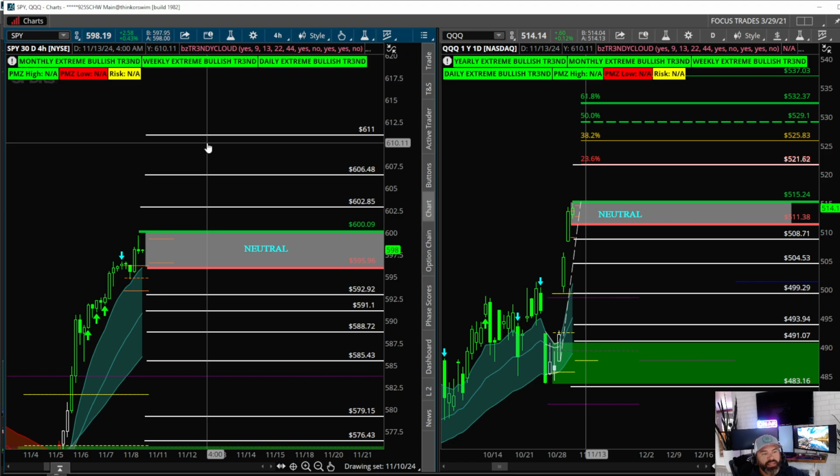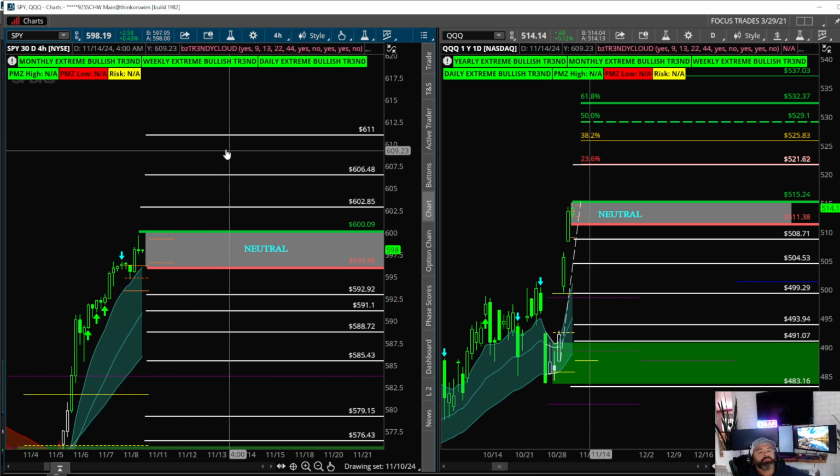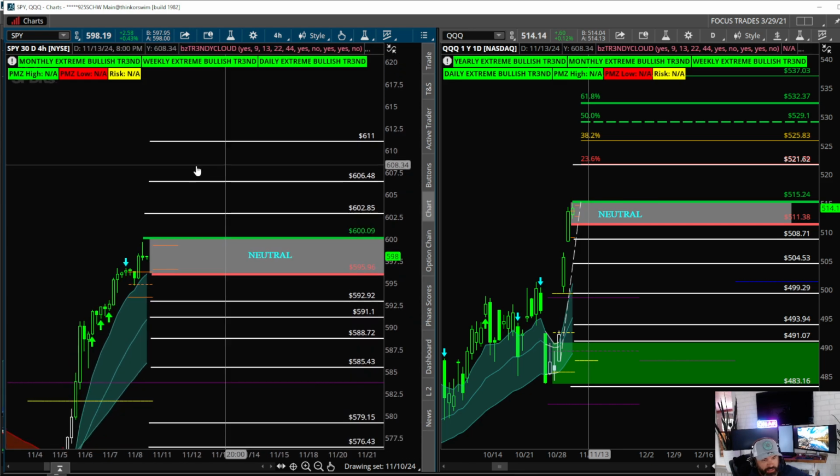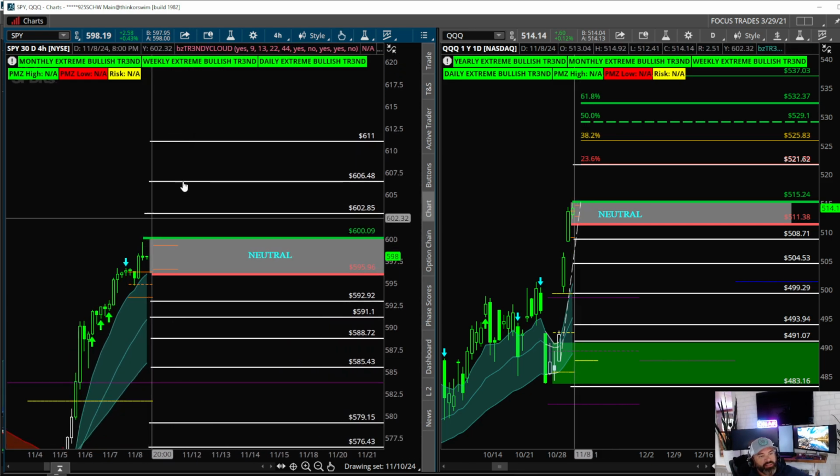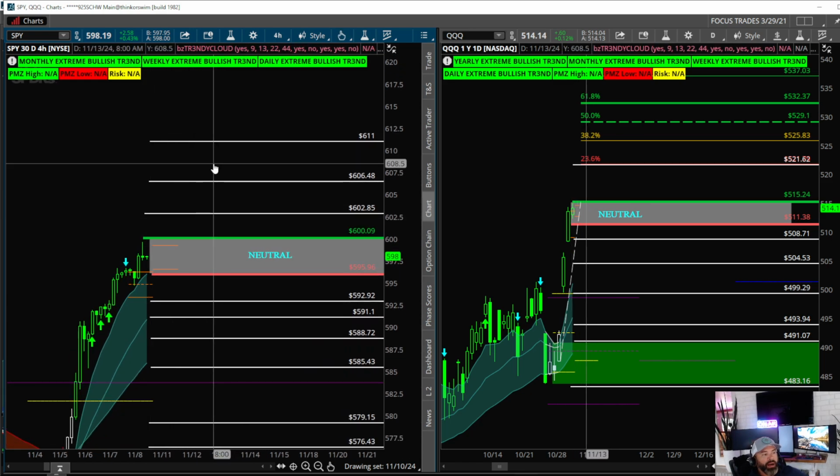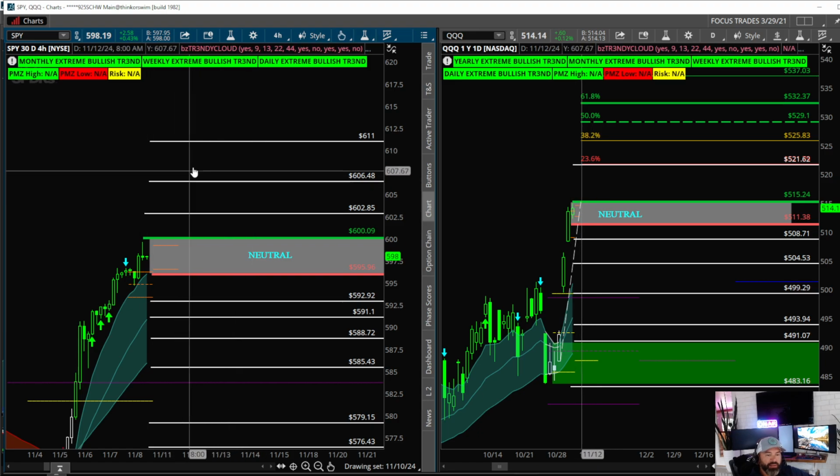All right, so 611, that would put us at about 13. I think that's good enough, honestly. If we get over 611, that's cool. Just stay long as long as you can stay above the 4 hour cloud, or the 30-minute cloud, whatever you want to do. Just tighten it up and stay long above your 9 EMA. But I like these targets.